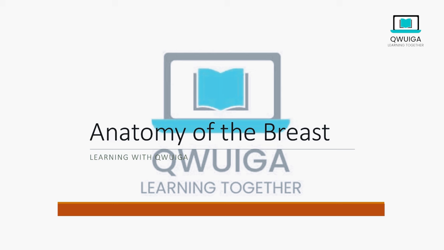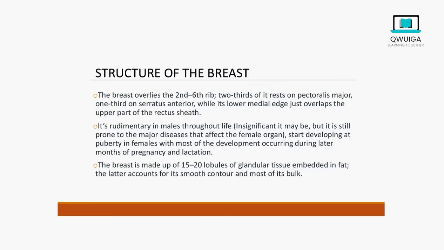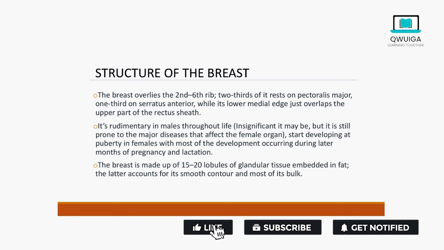Today we'll be discussing anatomy of the breast. First and foremost, we have to understand the structure of the breast, its position. Positionally, the breast overlies the second to sixth rib, while two-thirds of it rests on the pectoralis major. One-third rests on the serratus anterior.